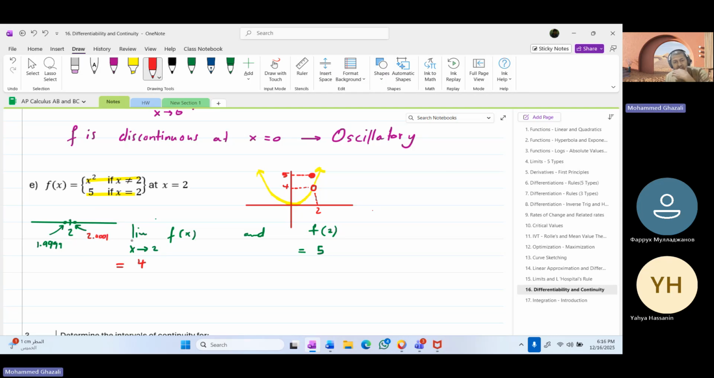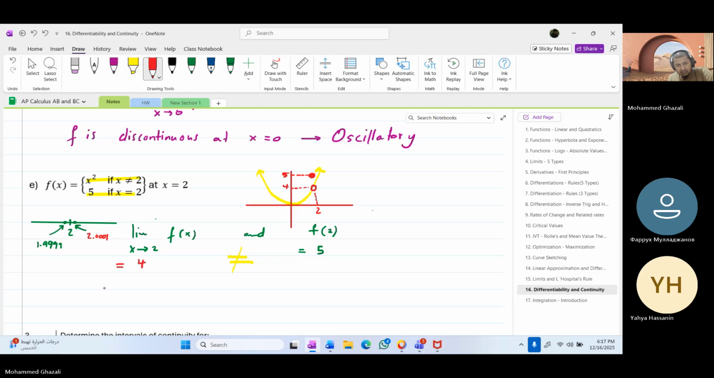So that's why the limit from left and right is the same as the limit as x approaches 2. You're just going to substitute 2 into x squared, which is 4. So clearly the limit does not equal f of 2. You can clearly see that these values are not equal. Can you see? They are not equal, correct?